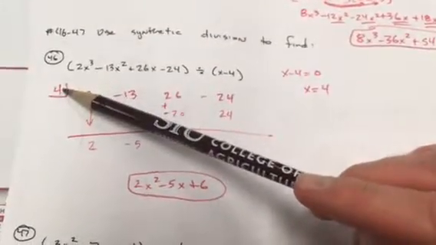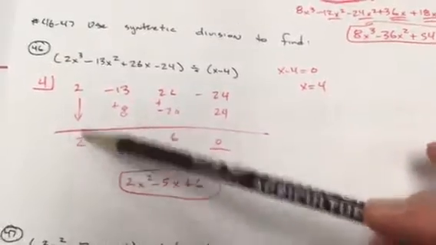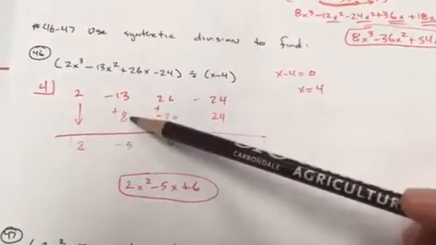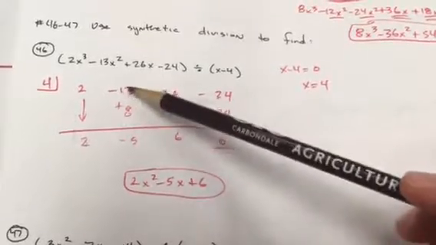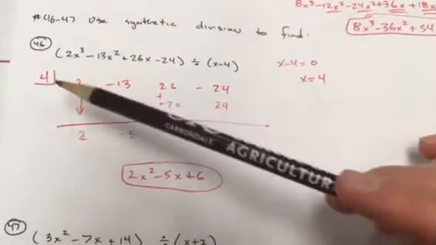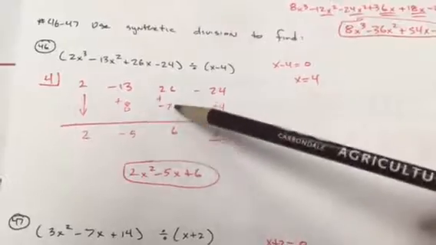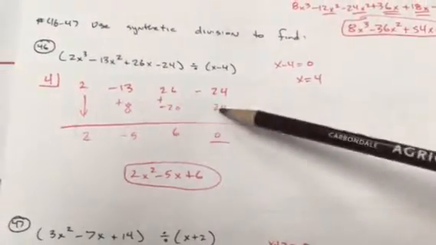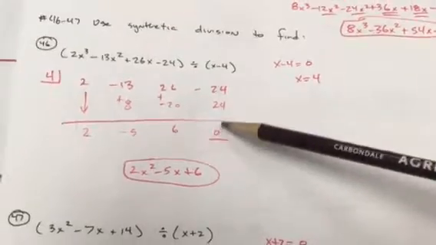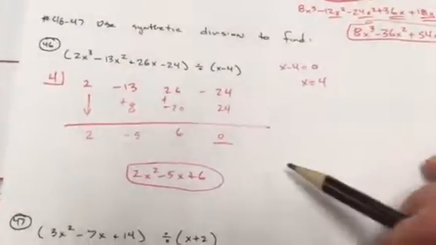Then you multiply this number in the cubby times this. 4 times 2 is 8. Negative 13 plus, you always add the columns. Negative 13 plus 8 is negative 5. Then you do 4 times negative 5 is a negative 20. Add them together, you get 6. And you do 4 times 6, 24. Add them together, you get 0. That means it goes in cleanly if you have a remainder of 0.